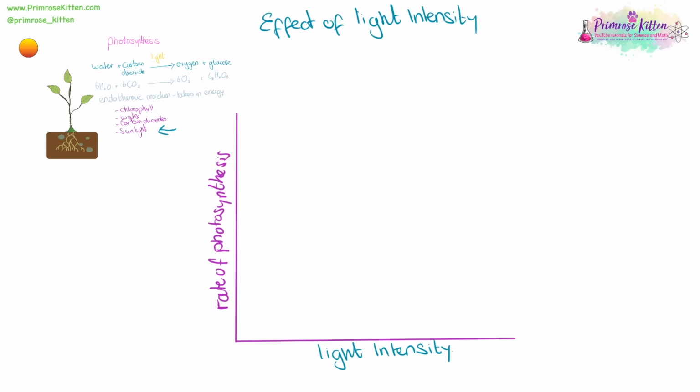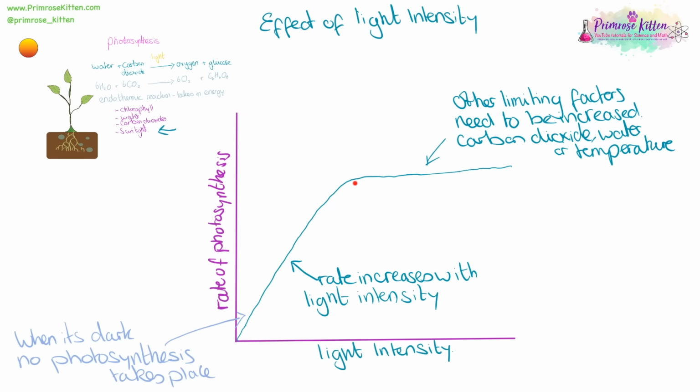Light intensity is important for the rate of photosynthesis. When it is nighttime, when it is dark, we do not have a lot of photosynthesis going on. As we get further through the day, as we get more light intensity, the rate of photosynthesis will increase until we get to a point where it is no longer the limiting factor and other things like the reactants or temperature need to be increased. After this point, we need to think about increasing other things.